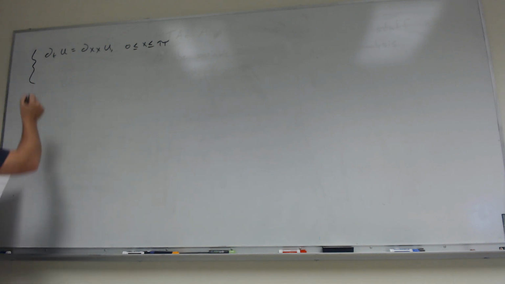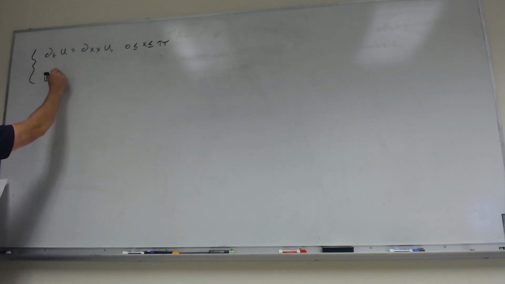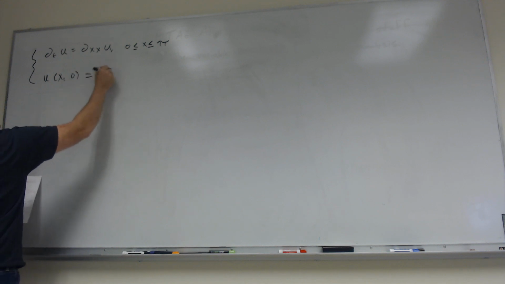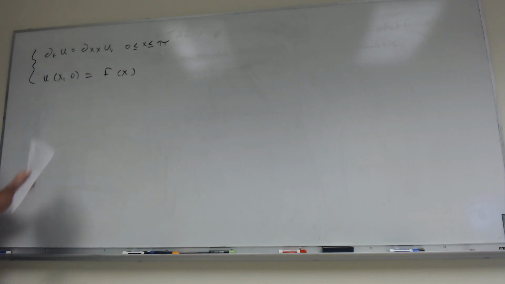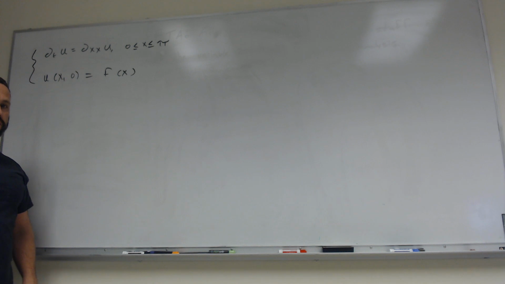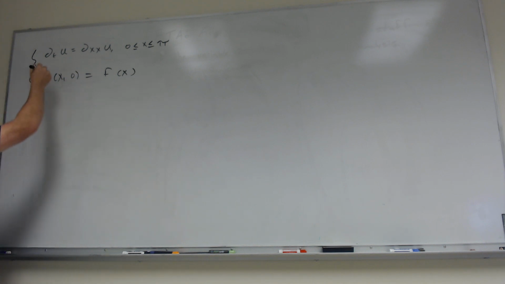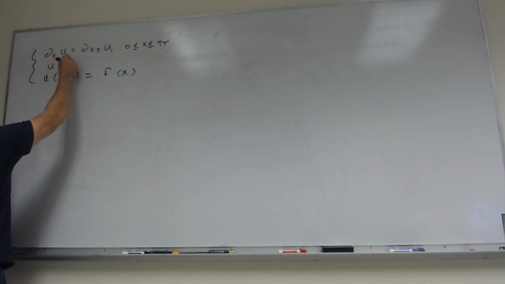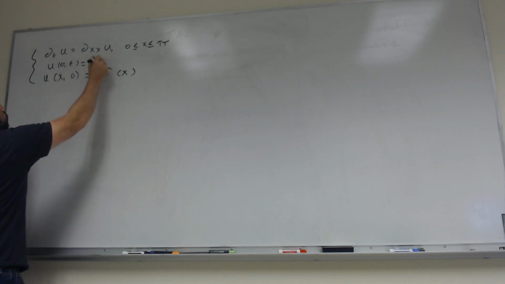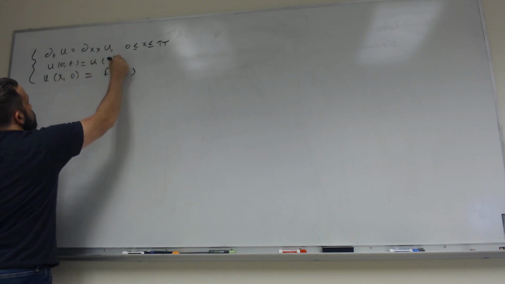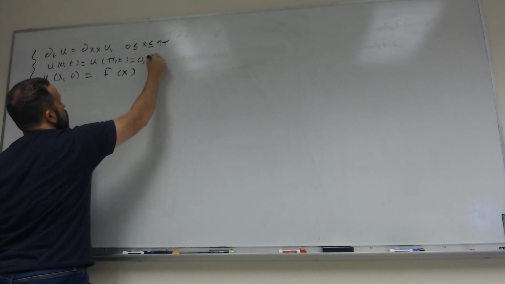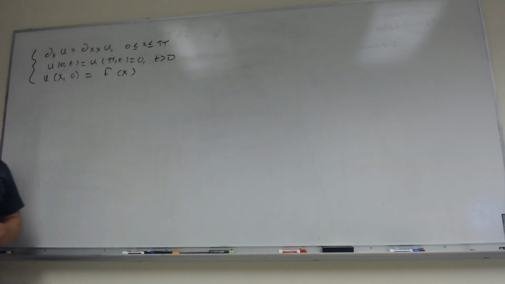We're going to have an initial condition, u(x,0) = f(x). Since we're working on a finite interval, though, we're also going to need boundary conditions, and this will make sense both physically and mathematically. Physically in just a moment, mathematically once we get into the method. We're going to insist that u(0,t) = u(pi,t), and these are both equal to 0, and this is for t greater than 0.